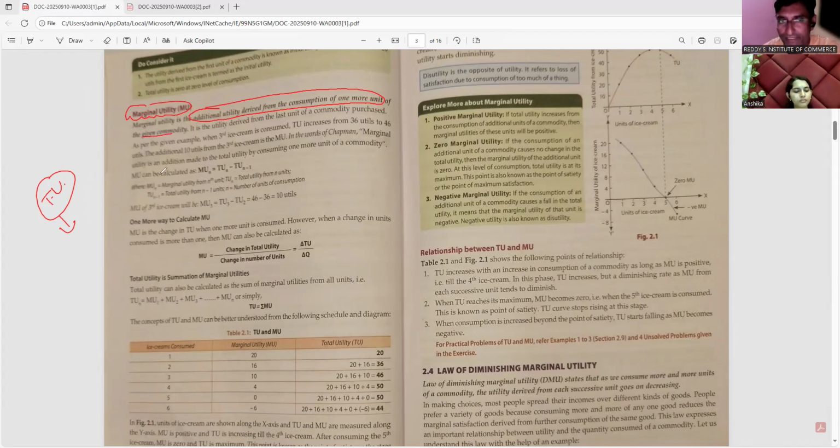Whatever commodity you are given, either goods or services, and you are getting maximum satisfaction from that, more than expectation, that is called marginal. Here is a simple example: when the third ice cream is consumed, total utility increases from 36 to 46. In the earlier scenario, our total utility was 20 plus 16 plus 10. That was the total utility calculation.